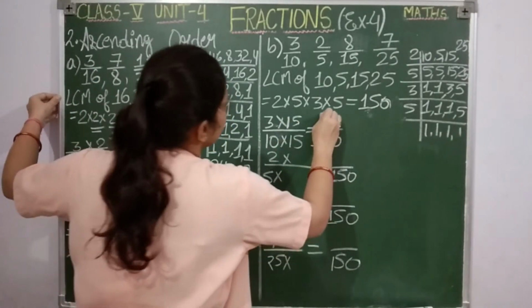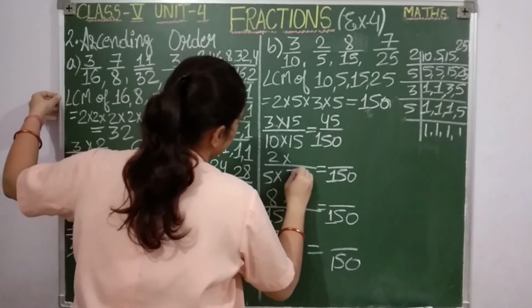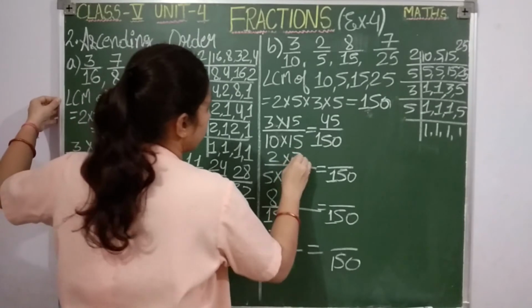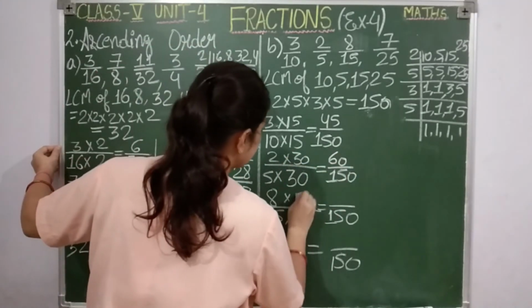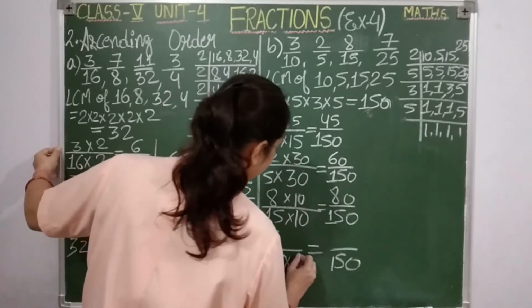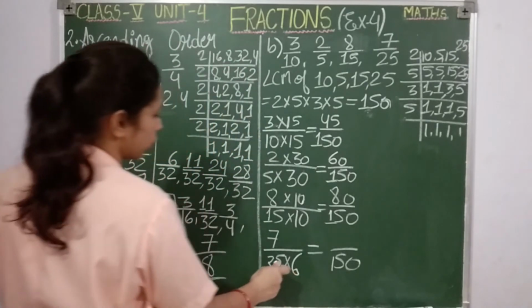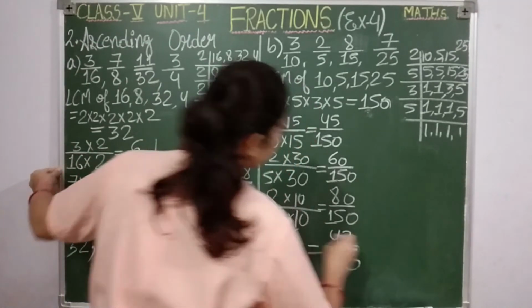Okay, so 15 threes are 45. Then 5 threes are 15, so here 60 by 150. Then 15 tens are 150, 8 tens are 80. Then 25 sixes are 150, 6 fives are 30, 6 twos are 12, 13, 14, 15, yeah. 7 sixes are 42. Clear?